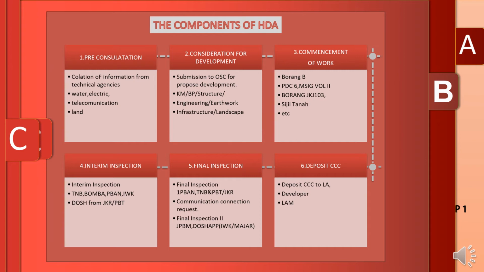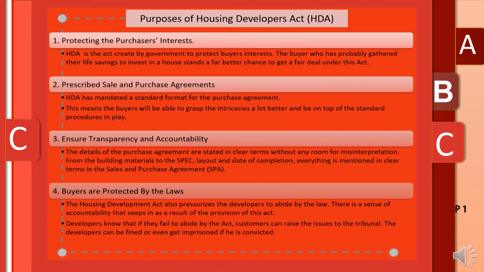For number 5 is final inspection, in which at this stage we need to confirm or finalize the final inspection, which is TNB and PBT or JKR. It is a communication connection request, and final inspection 2, which is JPBM, DOSH. For the last component is deposit CCC. In this case, we need to deposit CCC to LA, developer, and LAM.